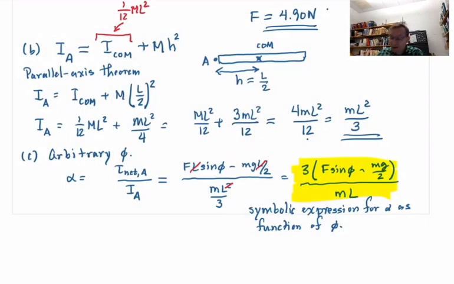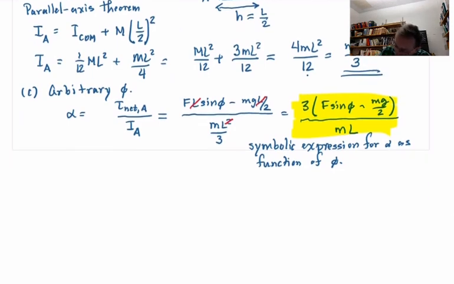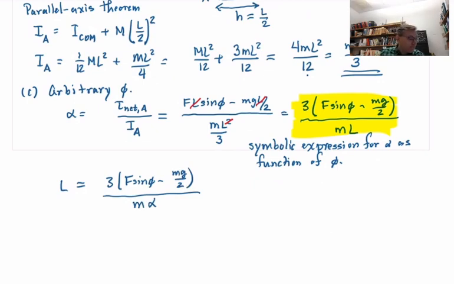So now let me go back to my notes. And let's solve that little formula we just derived for L. Just do a little bit of algebra. Cross multiply. You get L equals 3 times F sine phi minus mg over 2, over m alpha. And we're going to use that with our graph to get L. All we got to do is pick a point off the graph. We've done these kinds of problems before. But pick a point that makes things as easy as we can.